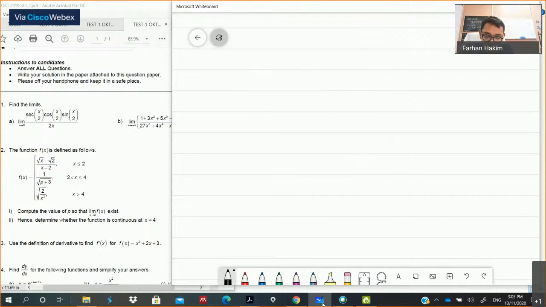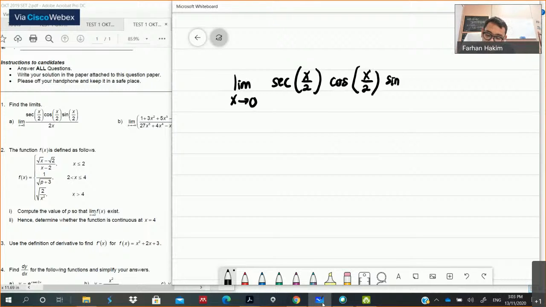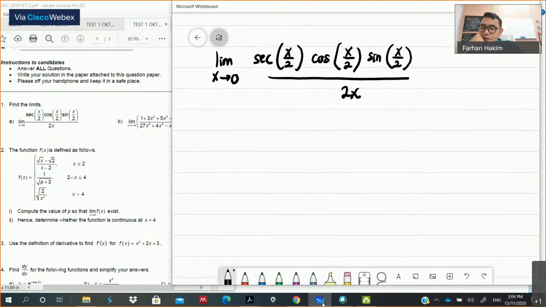Solving the limit: the limit as x approaching 0 of secant of x over 2 times cos of x over 2 times sine of x over 2, everything over 2x. So we want to find this. If you try to substitute the value of x with 0, we'll get the 0 over 0 case. But please look, don't be fooled by the question. This is quite tricky here.